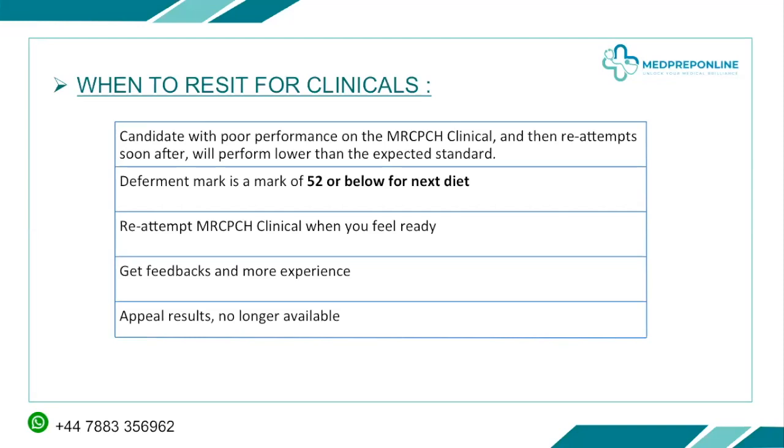Appeal results are no longer available. Before the COVID, there was one thing that was appeal. Suppose you got 1 mark less than the pass mark, or you get 2 marks less than the pass mark, you can appeal. You have to pay some fee, and then you have to say that in my station, this problem happened, and can you please remark the station for me?